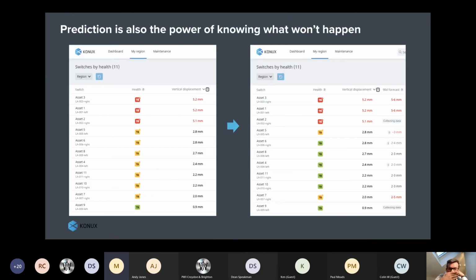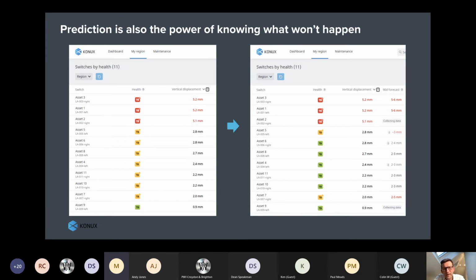So here, predictions, knowing what won't happen. On the face of it, on the left hand side, this is early days when the assets have gone in. You can see three are already over the threshold, and I think it's 7, but I always get it wrong, could be deemed to be quite close to the threshold.